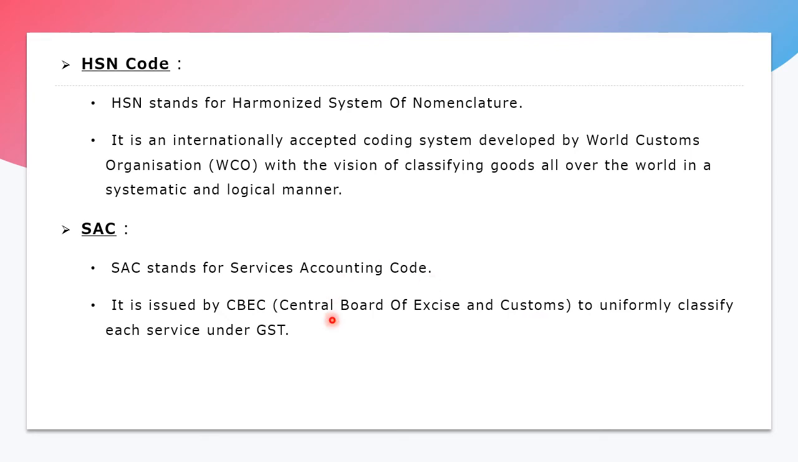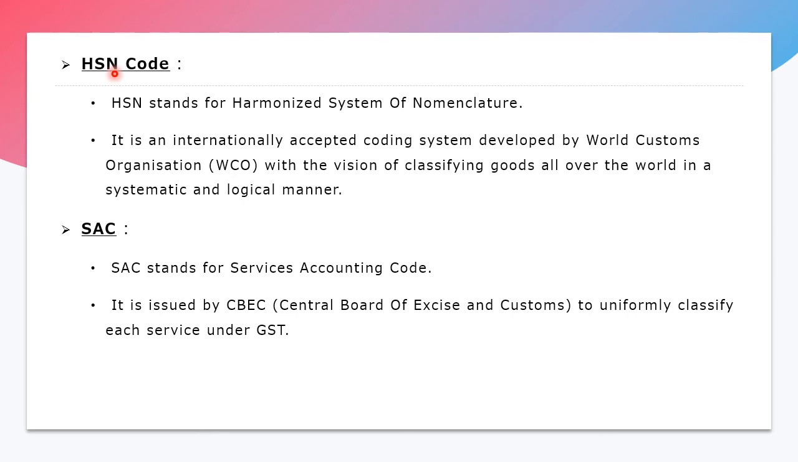So Service Accounting Code is given by CBEC, and this HSN code is given by WCO. This is for goods. ये code goods के लिए दिया जाता है, और SAC code ये सर्विसेज के लिए दिया जाता है. HSN is given for goods. जो भी गुड्स रहेंगे उसको कोड दिया जाता है HSN.